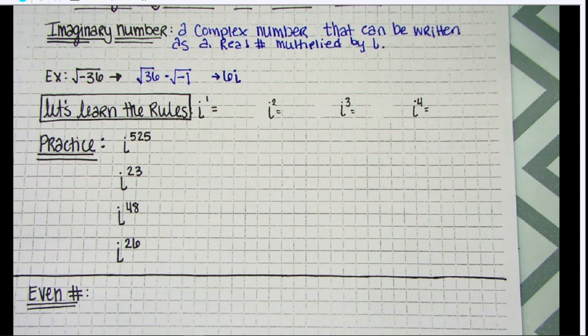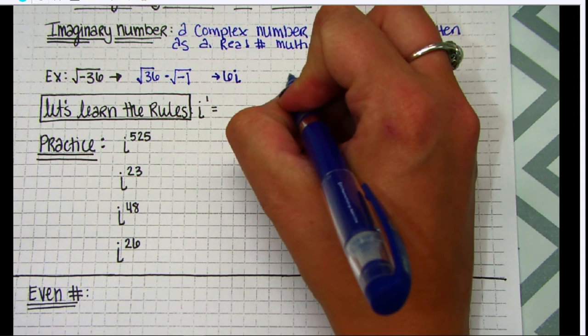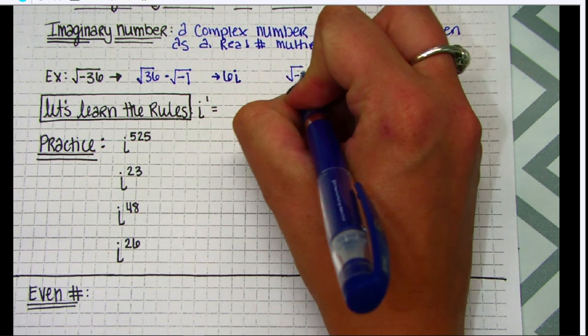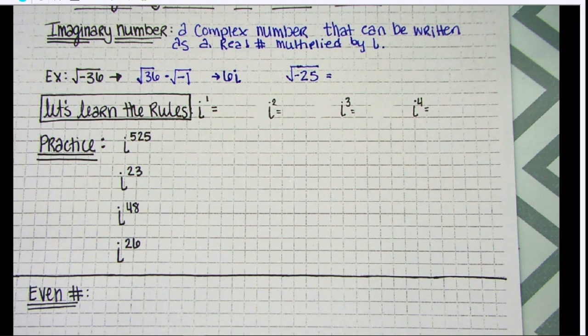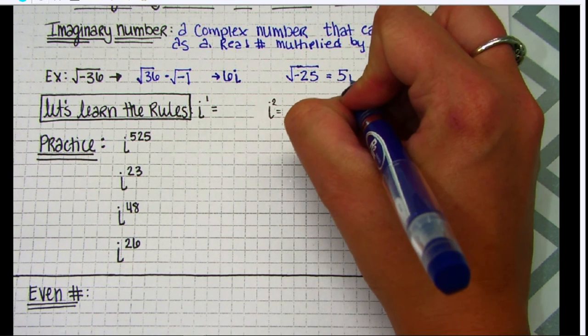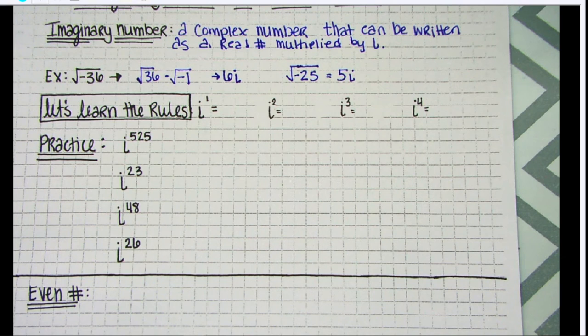So if I were to give you the square root of negative 25, what do we get here? 5i. The square root of 25 is 5. The square root of negative 1 is i. That's it. As long as you know perfect squares, you don't need a calculator to do it.